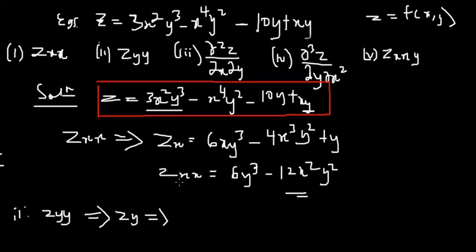When you differentiate this with respect to only y, you end up with 9x squared y squared, because the 3 will come here. The 3 will multiply this 3, giving us 9. And then we end up with this one.